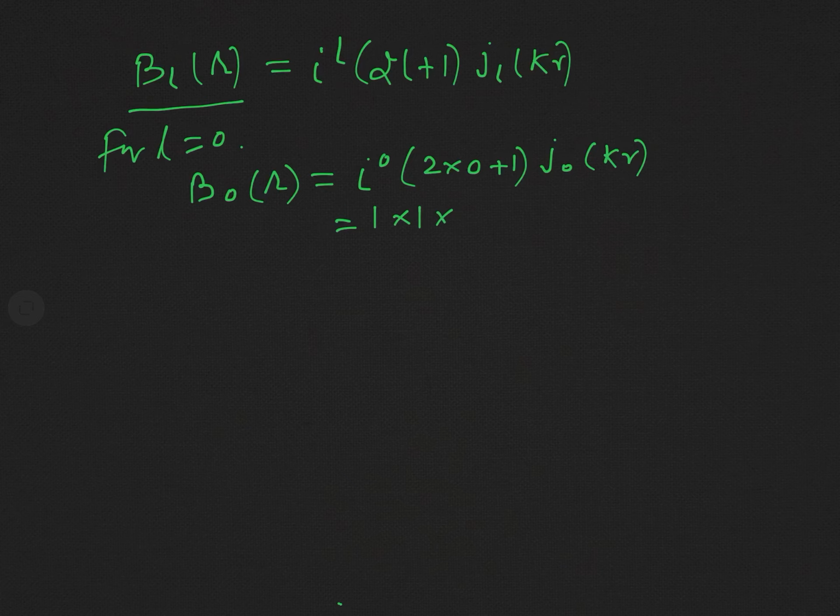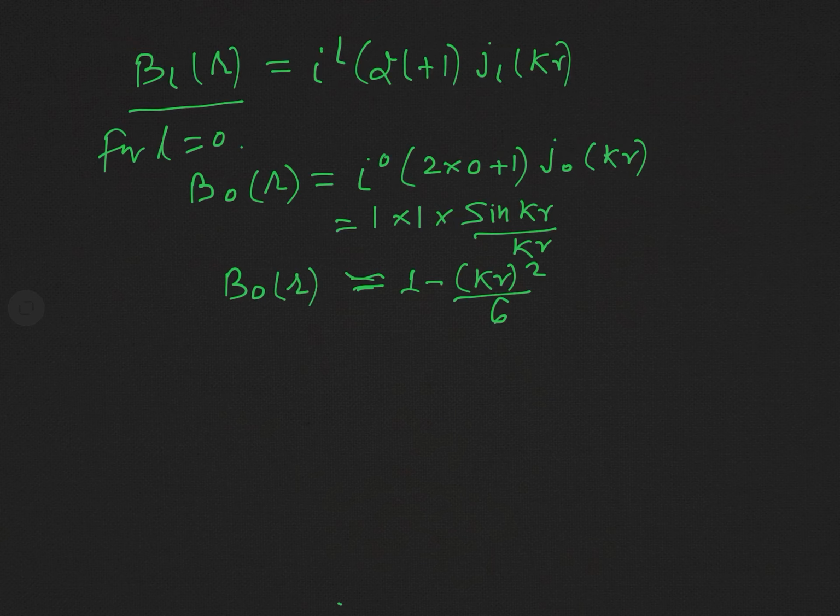And you know this J0 of KR is equal to what? We know that this is in fact sin KR by KR. And if you expand this sin KR, this will be almost equal to 1 minus (KR) square over 6. So this is the approximate value of this B0 of R.